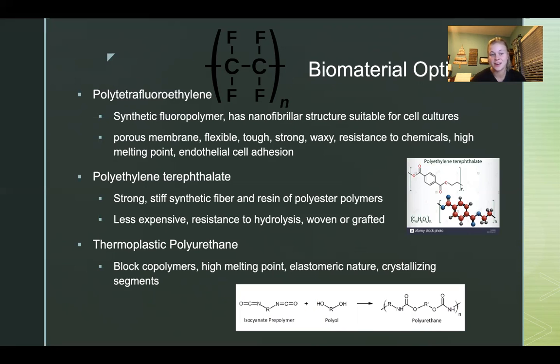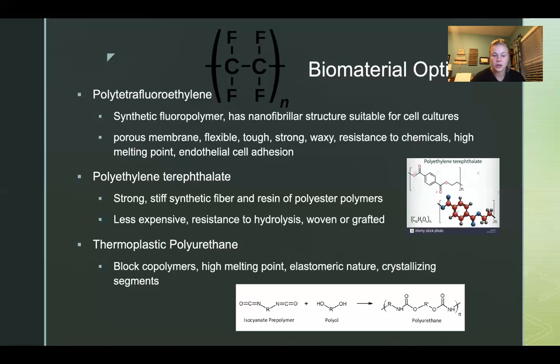The second choice for my biomaterial is polyethylene terephthalate. That one is, again, a strong, stiff, synthetic fiber, a resin of polyester polymers. All of these are going to have very similar characteristics and mechanical properties because we are trying to do the same thing with these three biomaterials. All the properties I'm speaking of are compatible with a blood vessel. This polyethylene is less expensive, which is appealing, but it has resistance to hydrolysis, which we do not like. And it can be woven and grafted as well as the one above.